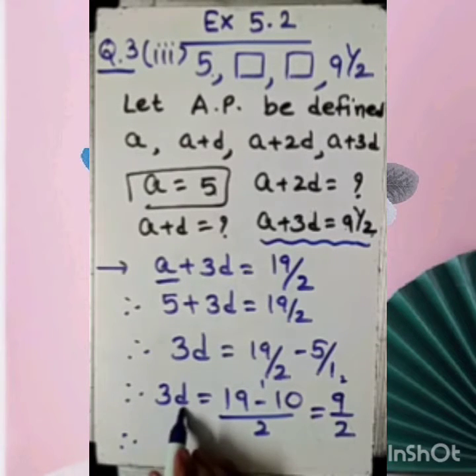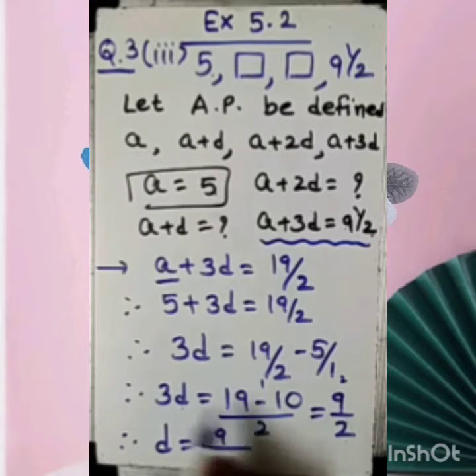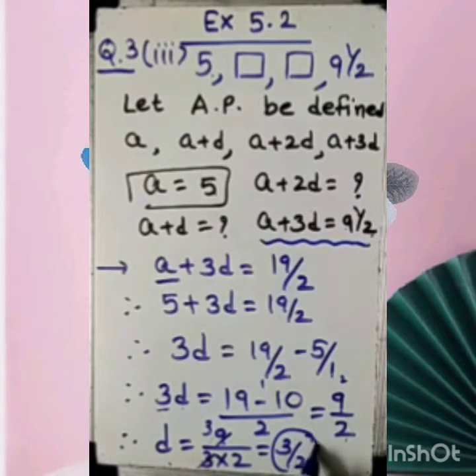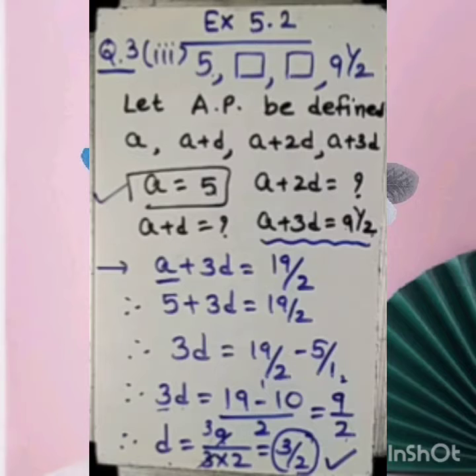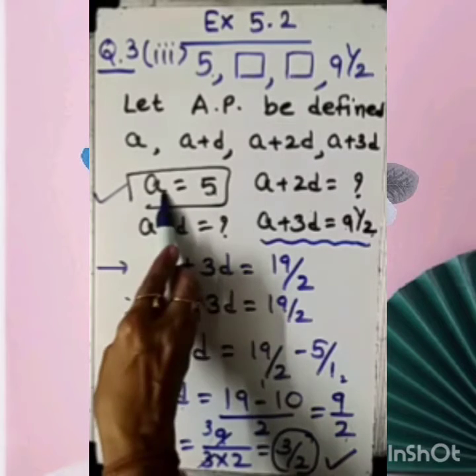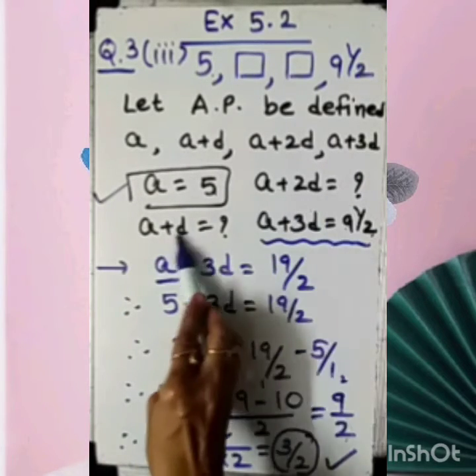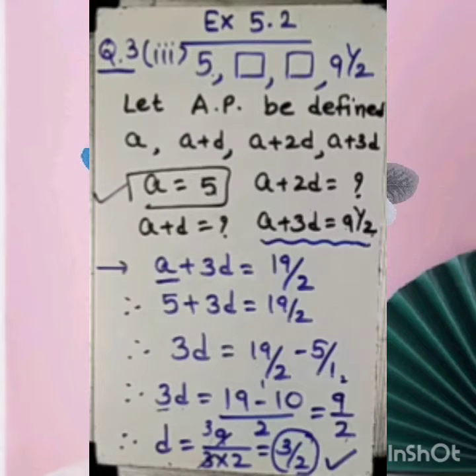Again we know that D equals, we want to find the value of D. 9 is already there. This 3 will be in the denominator, so it will be 3 into 2. 3 threes are 9. So finally the value of D we got is 3 by 2. The value of D is 3 by 2 and the value of A equals 5, both with us. So if we apply both of these values in this and this, we will find the second term and the third. Clear?